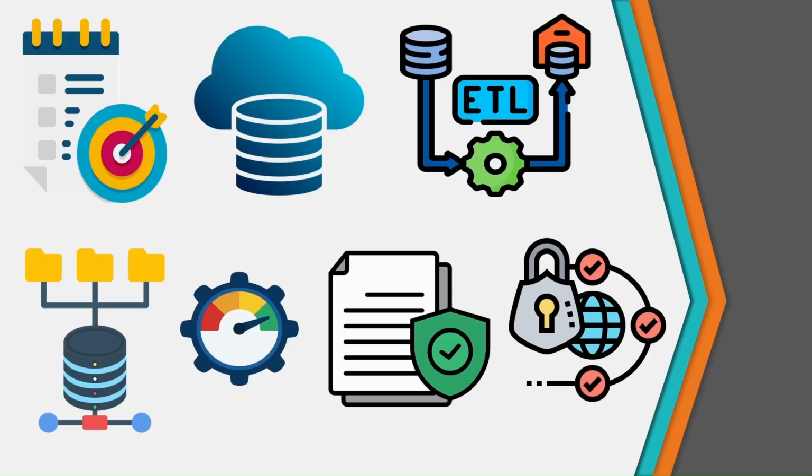Today, we've explored the essential components of a robust data warehouse strategy, from defining goals and identifying data sources to designing the architecture, optimizing performance, and ensuring data governance, security, and compliance. Each of these areas plays a critical role in building a data warehouse that can effectively support business intelligence, reporting, and decision-making.